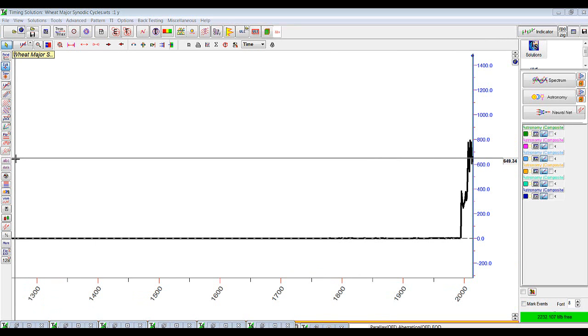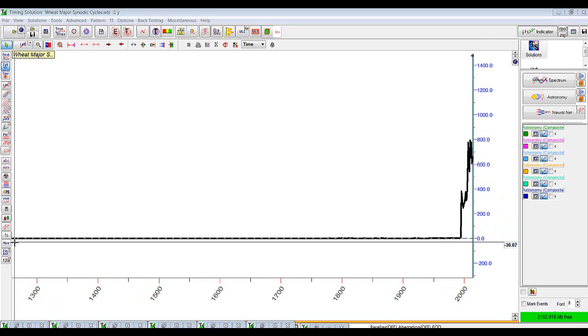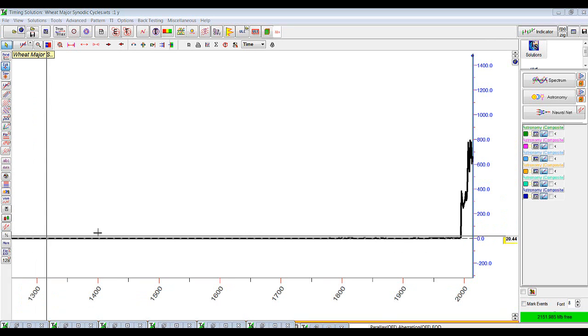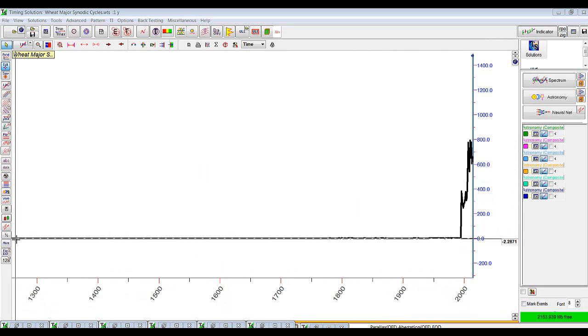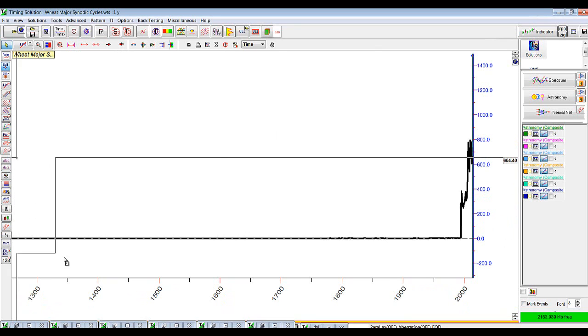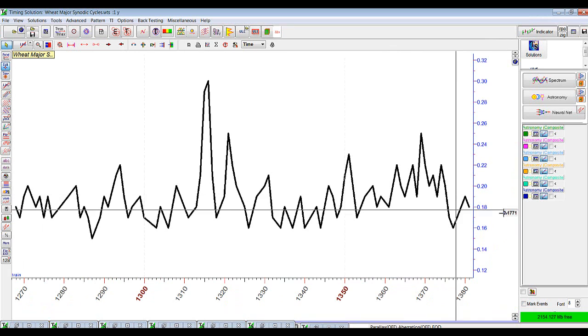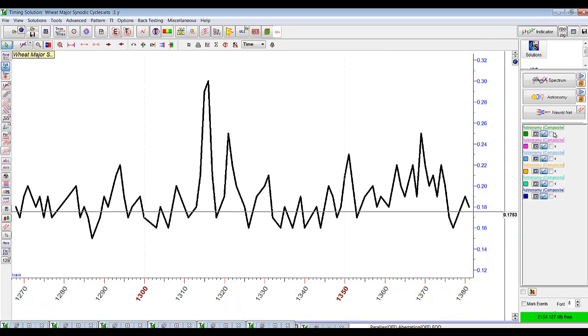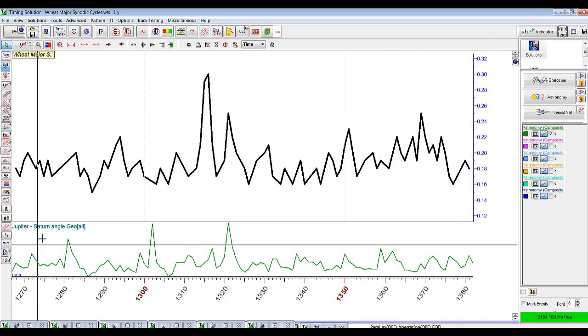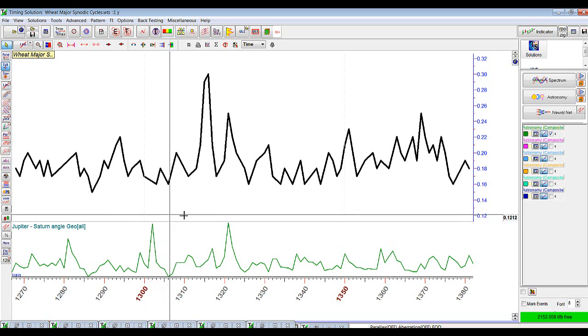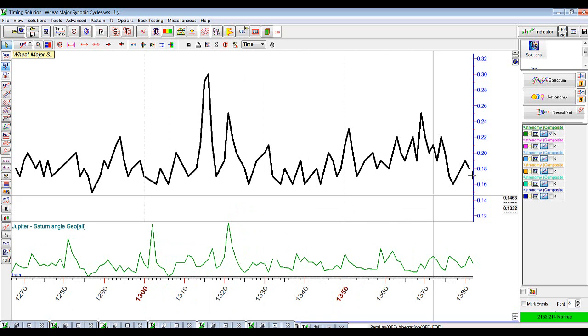Okay, so here I've loaded the wheat data going back to 1259 to current. I know this looks like a flat line, but when I zoom in, you'll see it looks more like this. The first cycle I want to look at is the one that Gann was looking at, which is the Jupiter-Saturn cycle.